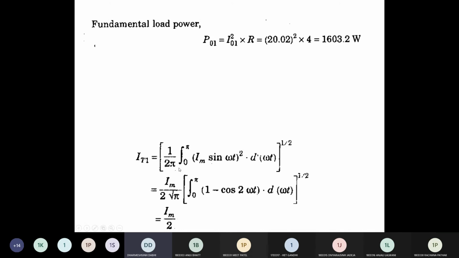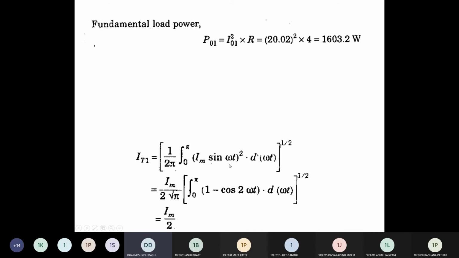1 upon 2 pi. 2 pi is the base because we calculate the RMS value for one complete cycle. Clear? Then integration 0 to pi. Why 0 to pi only? Because your thyristor T1 is conducting only between 0 to pi. Between pi to 2 pi, it is off. So there is no current flowing into the thyristor T1 from pi to 2 pi. So if you see the waveform of thyristor current, you get it only between 0 to pi, and from pi to 2 pi it is 0.